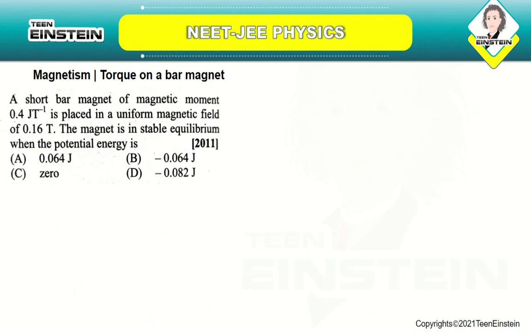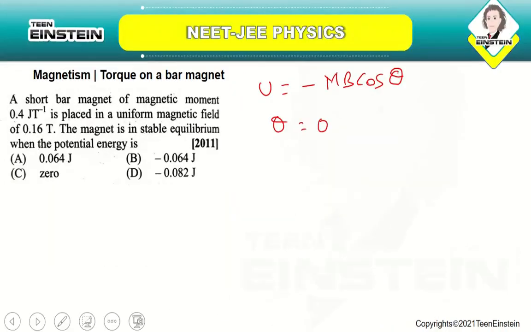A short bar magnet of magnetic moment 0.4 joule Tesla inverse is placed in a uniform magnetic field of 0.16 Tesla. The magnet is in stable equilibrium when the potential energy is... So here the potential energy U is equal to minus mb cos theta. So the magnet is in stable equilibrium when U is minimum, that is theta is equal to 0. Okay, so during that point the magnet is in stable position. So what happens is, if theta equal to 0, U will become minus mb.